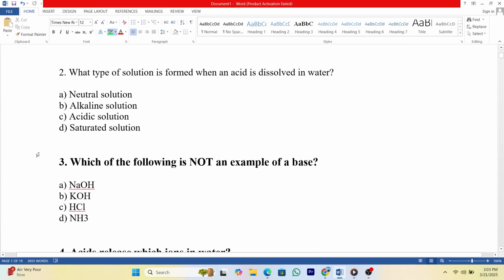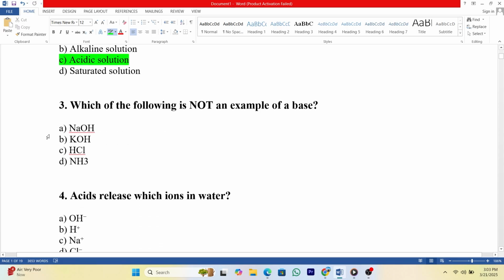2. What type of solution is formed when an acid is dissolved in water? A. Neutral solution. B. Alkaline solution. C. Acidic solution. D. Saturated solution. Answer: C. Acidic solution.